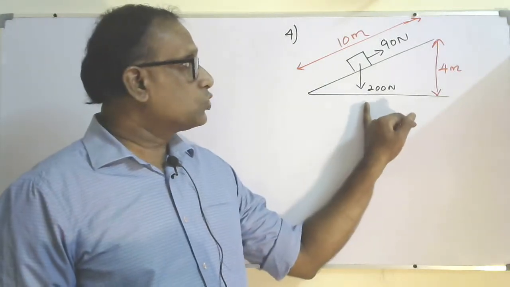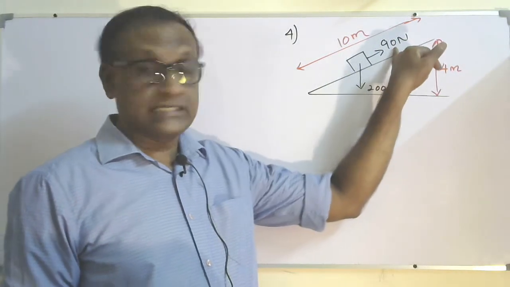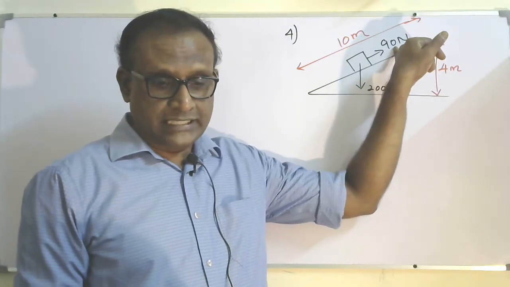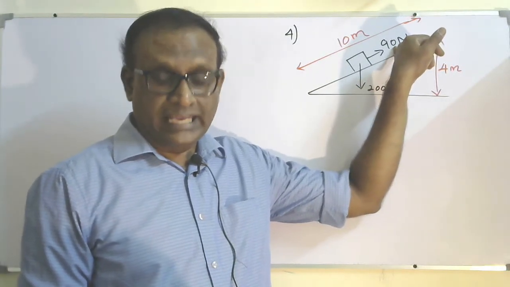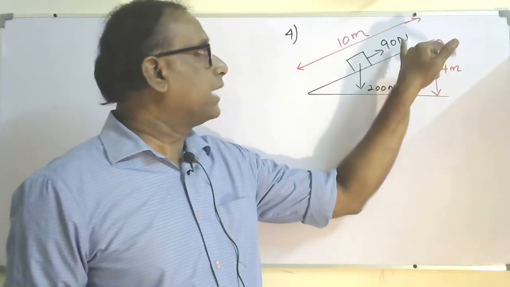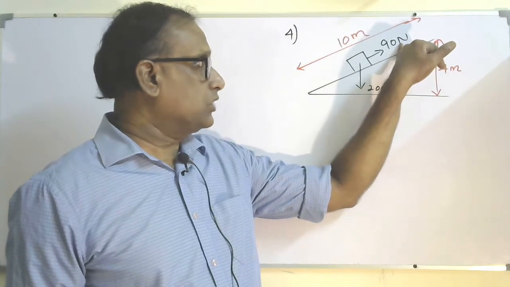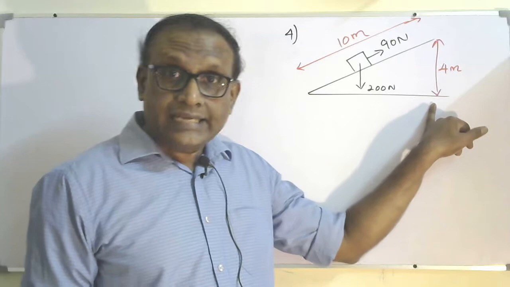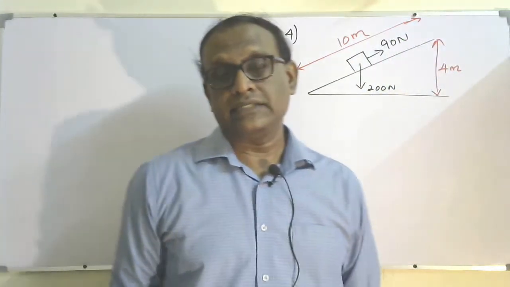The weight is given as 200 Newton. The force applied by the person is 90 Newton. The question is, which of the following expressions could be used to determine the efficiency of the ramp? Someone is pushing it along the ramp by applying a force of 90 Newton. When it moves along the ramp 10 meters, the height it moved is 4 meters.